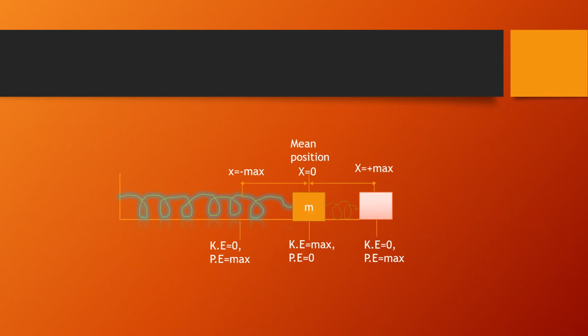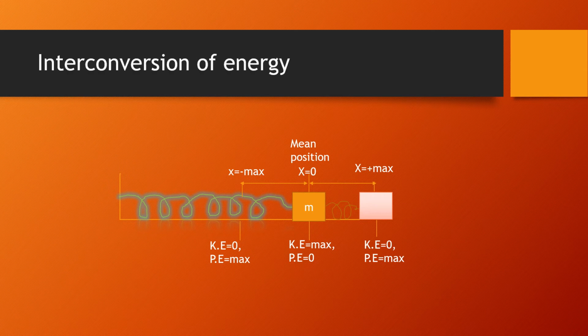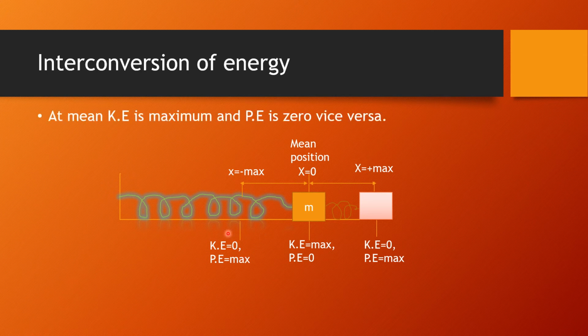So let's discuss the law of conservation of energy, which is basically called interconversion of energy. Energy can neither be created nor be destroyed, but can be transformed from one form to another form. There are two kinds of energy: the kinetic energy and the potential energy. Kinetic energy is maximum at mean, and potential energy is zero.